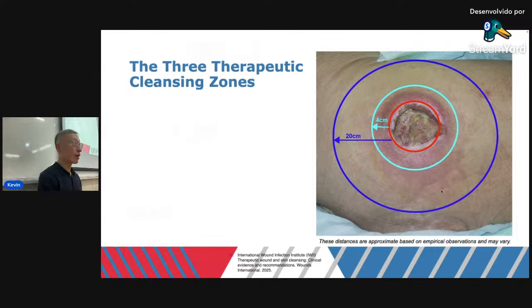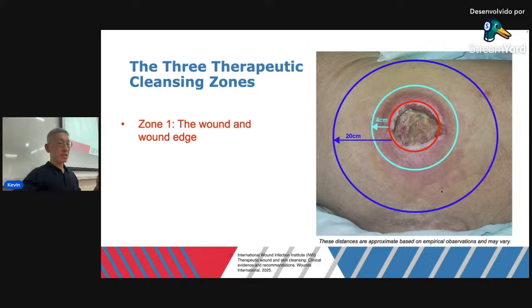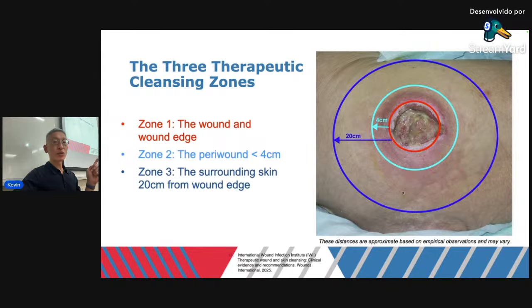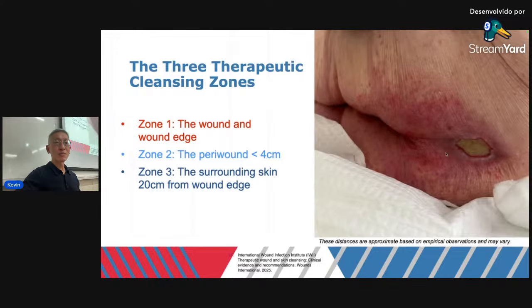So how do we clean the peri-wound skin? Again, this best practice document talks about 3 different cleansing zones, depending on the distance away from the wound and around the wound margin. Zone 2, they describe as about 4 centimeters, and beyond that you have zone 3. Of course, it really depends on the size of the wound and the type of patient. Sometimes, for example in this type of wound, zone 3 in the surrounding skin may extend beyond 20 centimeters, and sometimes even 50, 60 centimeters.